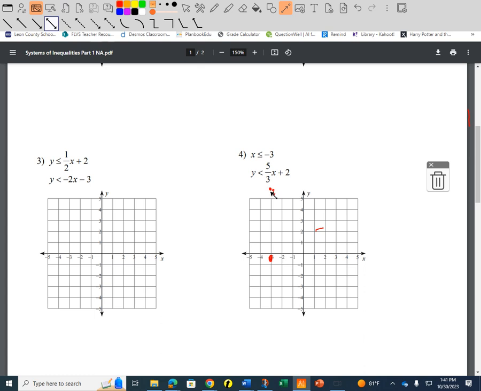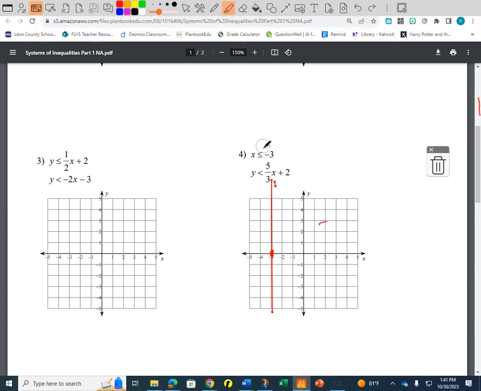Now this one's a little bit weird. Which way does this one get shaded? Very good. It's pointing to the left. That's the way it gets shaded. This one doesn't follow the up or down rule, right? But this one makes sense, because if it's less than -3, it's going to be everything to the left.